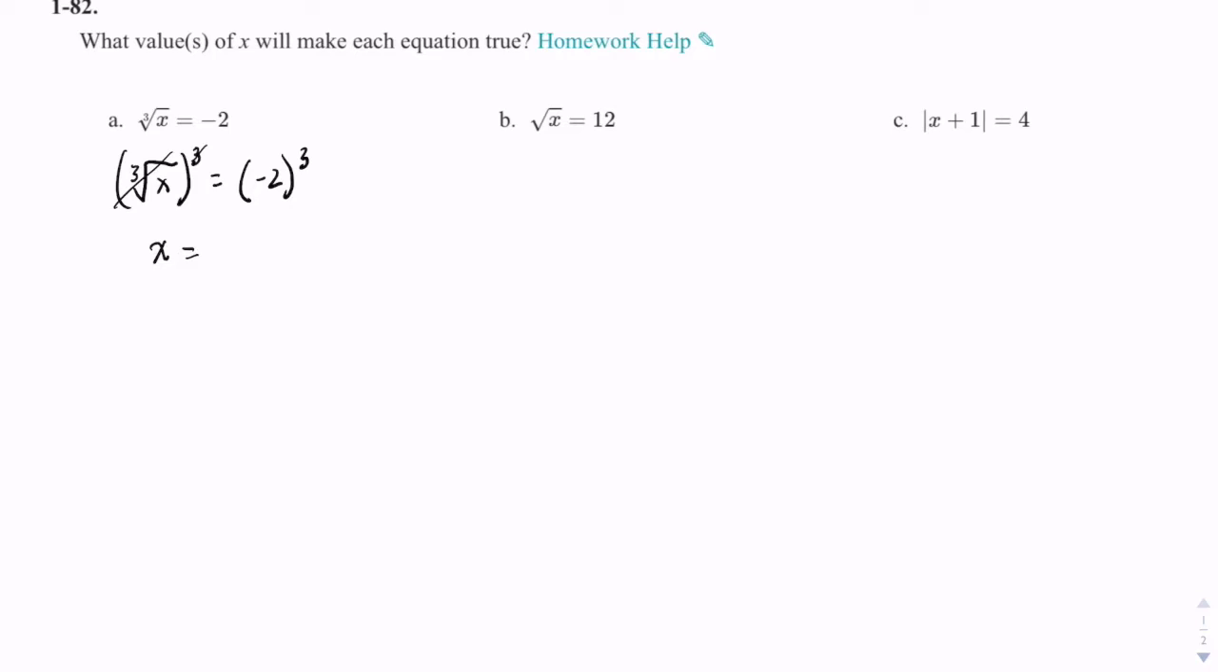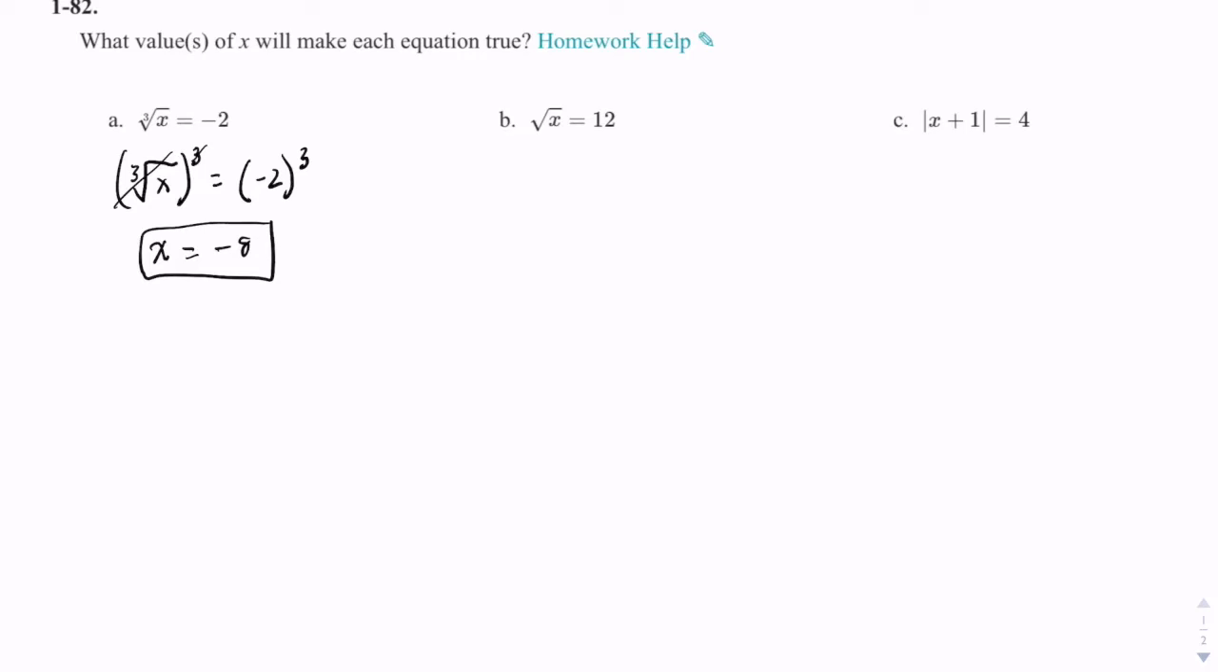On the right, I have -2 cubed. That's -2 times -2 times -2. So -2 times -2 is 4, times -2 is -8. So the solution, or the value of x that makes the first equation true, is -8.